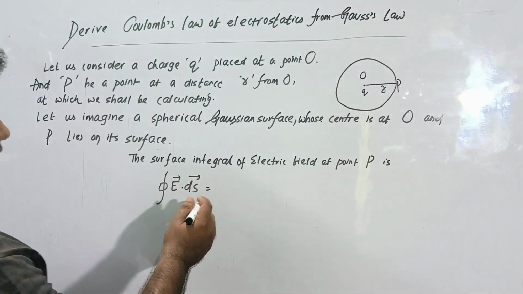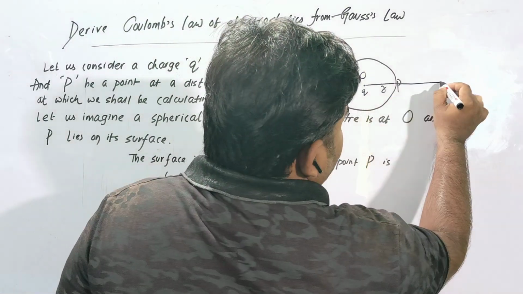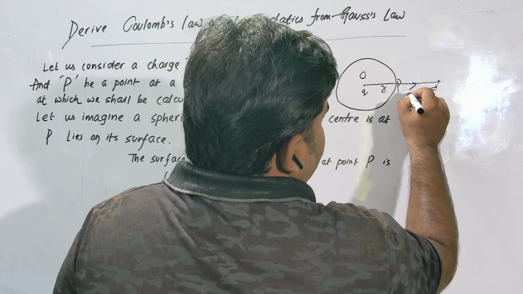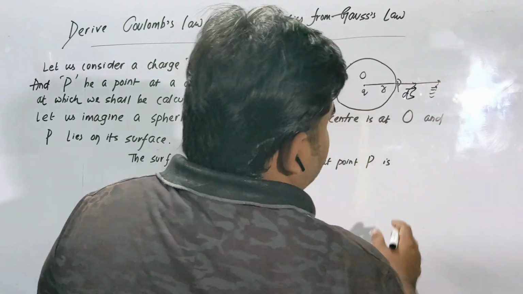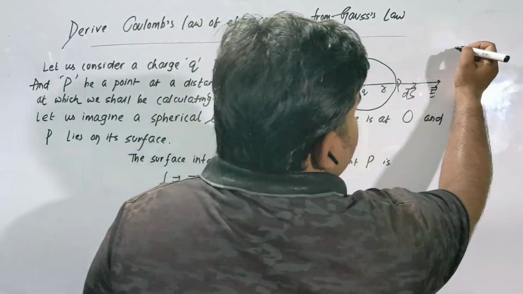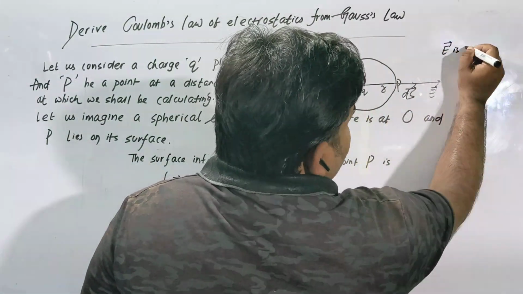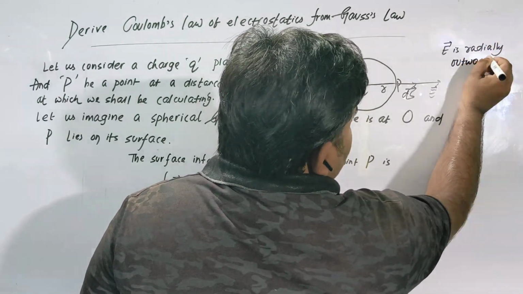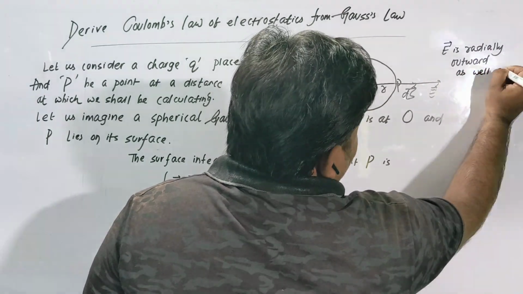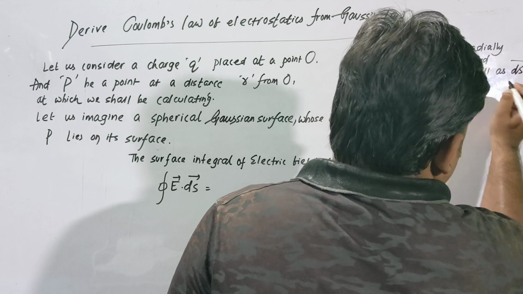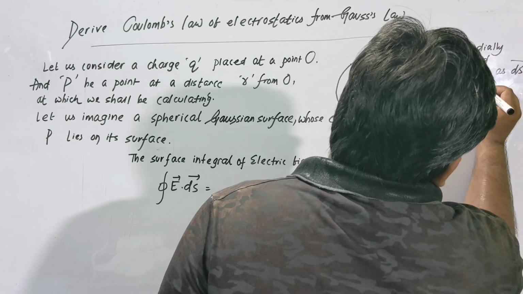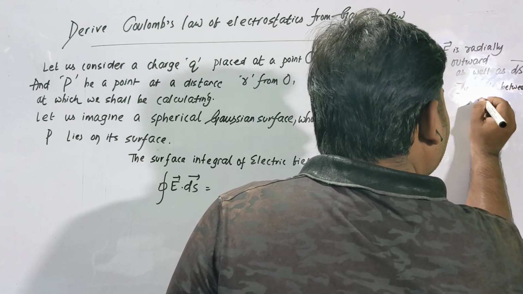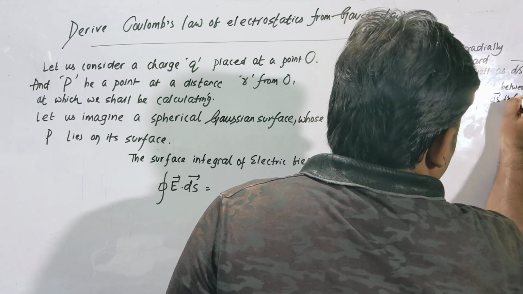You can see that the electric field is going radially outward. This is E, and the area vector is also radially outward. This is dS. That means E is radially outward, ds is radially outward, so the angle between E and ds is 0 degrees.